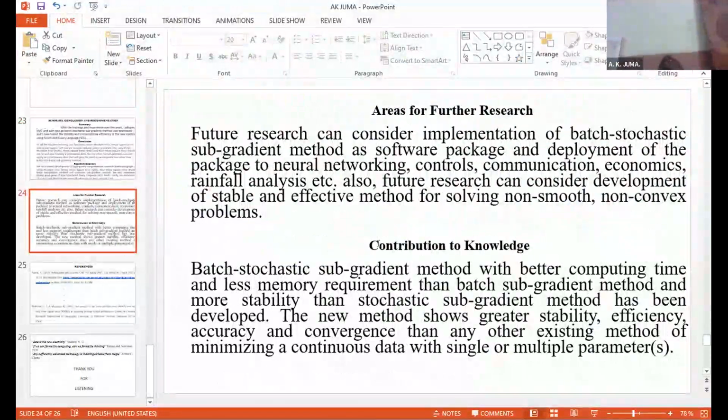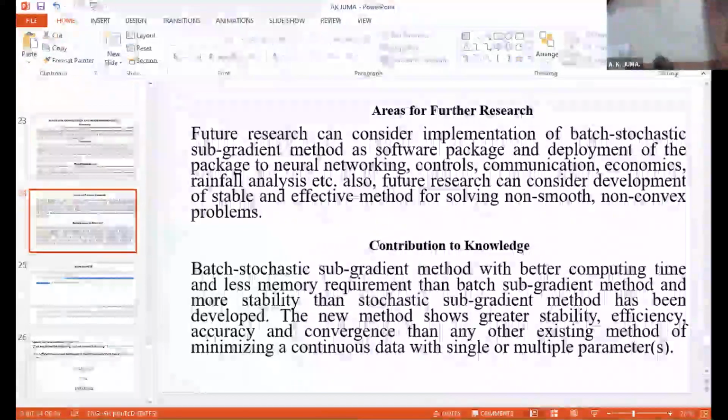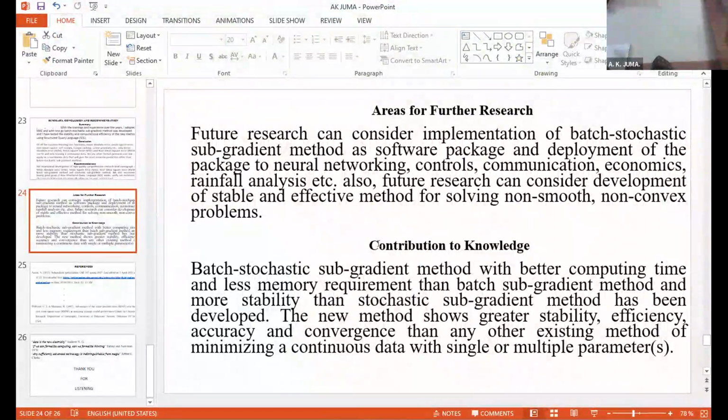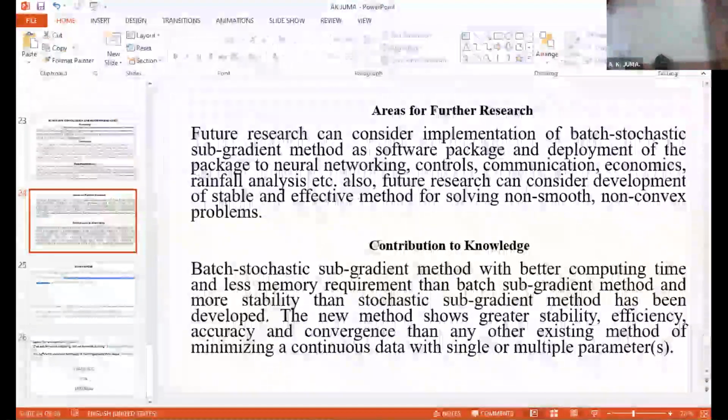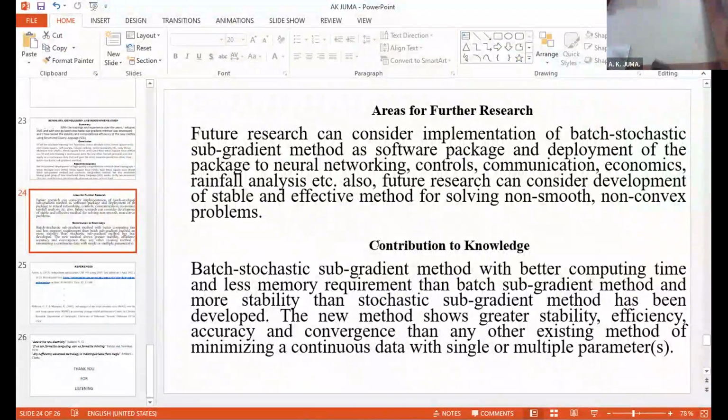So, future research can consider implementation of a batch-stochastic sub-gradient method software package and deployment of this package to neural networks, rainfall analysis, communication, and many other things. Future research can also consider creating a stable and effective method for solving non-smooth, non-convex problems. Under our scope, we considered convex, non-smooth but convex problems. So future research can consider taking on non-convex problems.